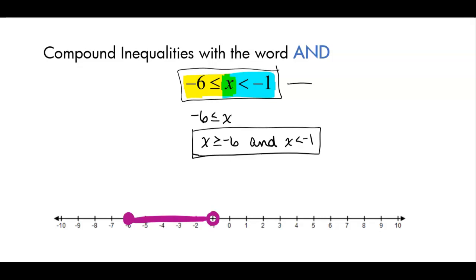Now, this is generally preferred in the math world. It's a more clear, visible way to see what's happening. The x is literally in between two numbers. So that's the version that we tend to prefer.